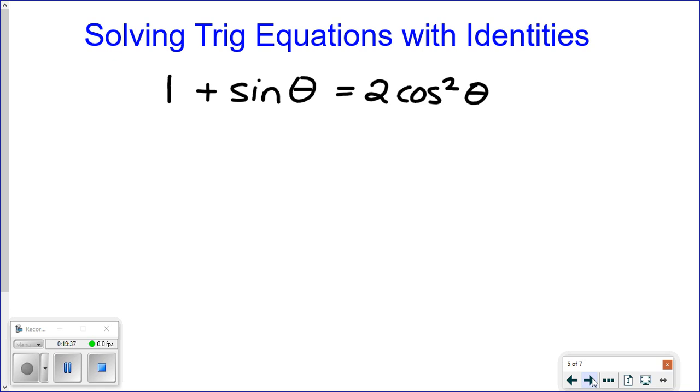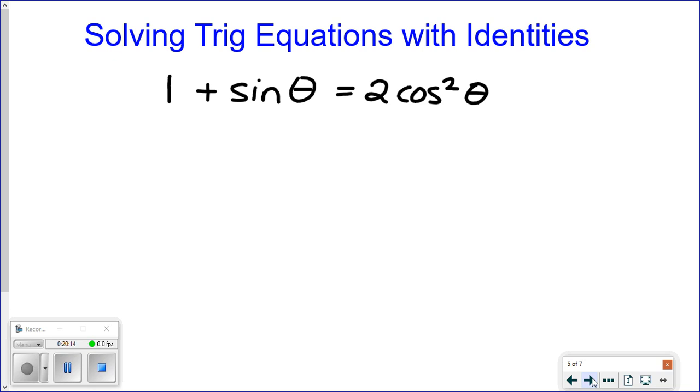Now, sometimes you may have to use a trig identity in order to solve the equation. Here's an example. We have 1 plus sine theta equals 2 times cosine squared theta. My first thought in looking at this, because we have a cosine squared and then a sine theta, is that my head is leaning towards factoring, but we don't want 2 different trig functions. So that's why we would use a trig identity, so that we could write this equation in terms of 1 trig function.